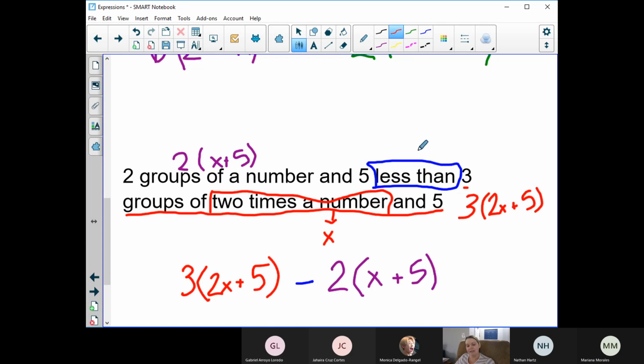Okay, so if you see the words less than, whatever comes before it is going to be written second. Okay, so this is less than that. Any questions about that one?